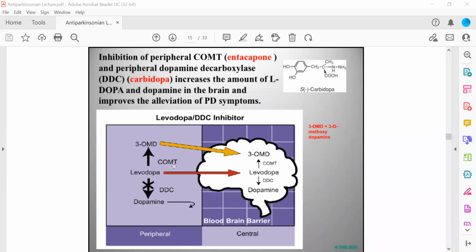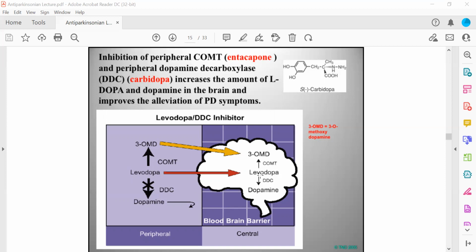Sometimes they prescribe catechol O-methyltransferase enzyme inhibitors as well to further protect levodopa in the peripheral system, so that it doesn't convert into 3-O-methyldopa. So if you protect levodopa in the peripheral system, then enough of it will cross the blood-brain barrier. And once it reaches the central nervous system, now you have your dopamine decarboxylase enzyme that can convert it to dopamine. But you still have other enzymes like, for instance, COMT, that can still convert levodopa into 3-O-methyldopa.